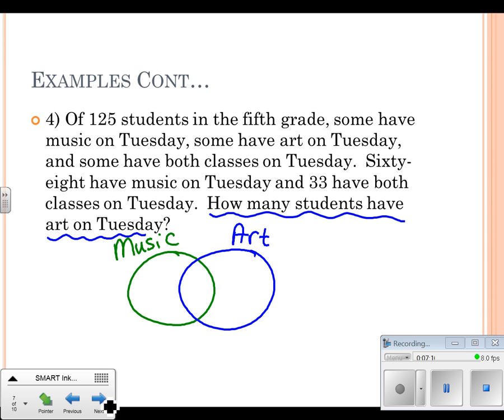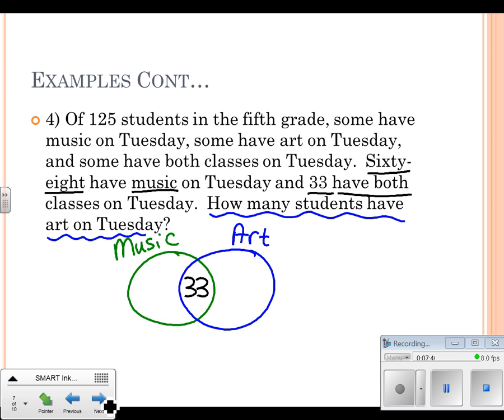Well, they tell us that 68 have music on Tuesday and 33 have both. So we have this number 68 and they have music and 33 have both. So if 33 have both, we know that number is going in the middle here. So we have part of what's in our blue circle, which is what we're getting to. Now the other thing we know is 68 have music.